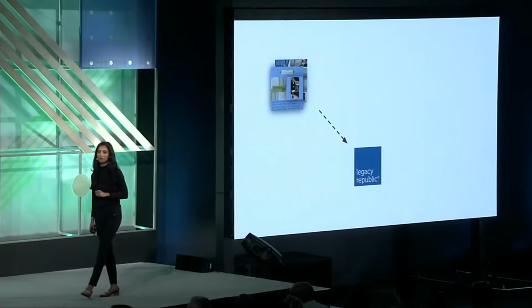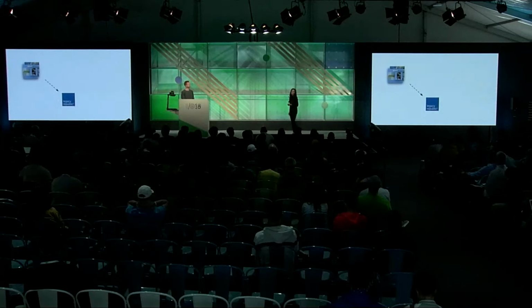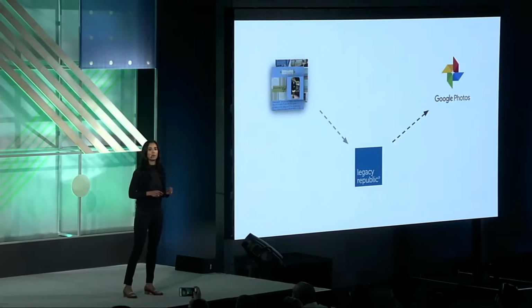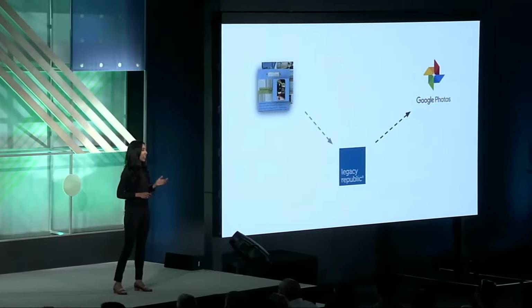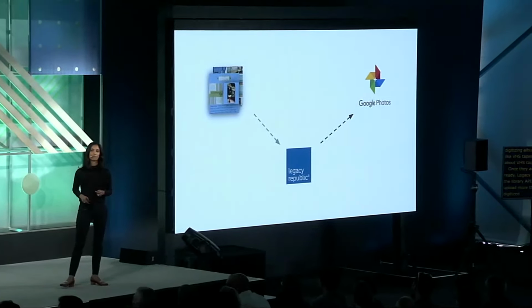I gathered my albums and sent them to Legacy Republic. They specialize in digitizing physical albums and old media formats like VHS tapes. I hope people have heard about VHS tapes in the room. OK. So once they had digitized it and it was ready, Legacy Republic was able to use the library API, create an album, and upload more than 600 photos they just digitized into my account almost instantly.